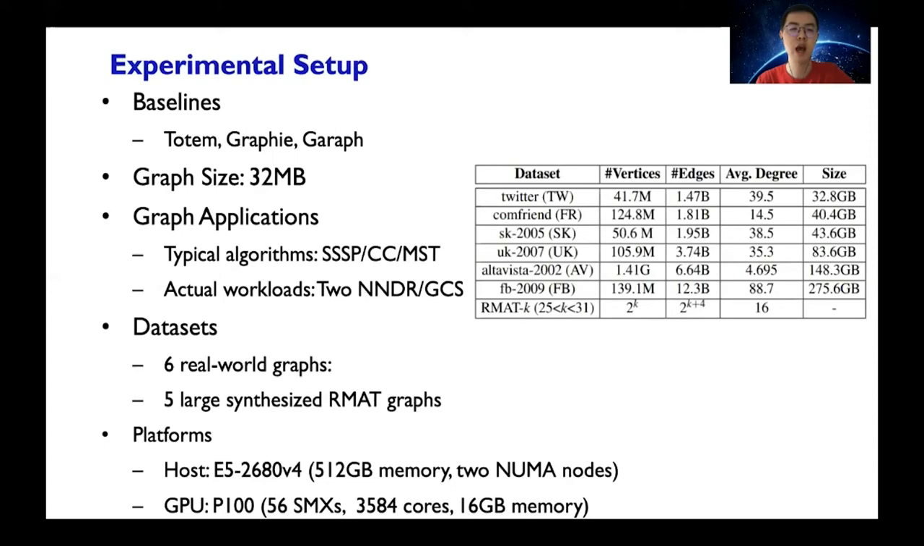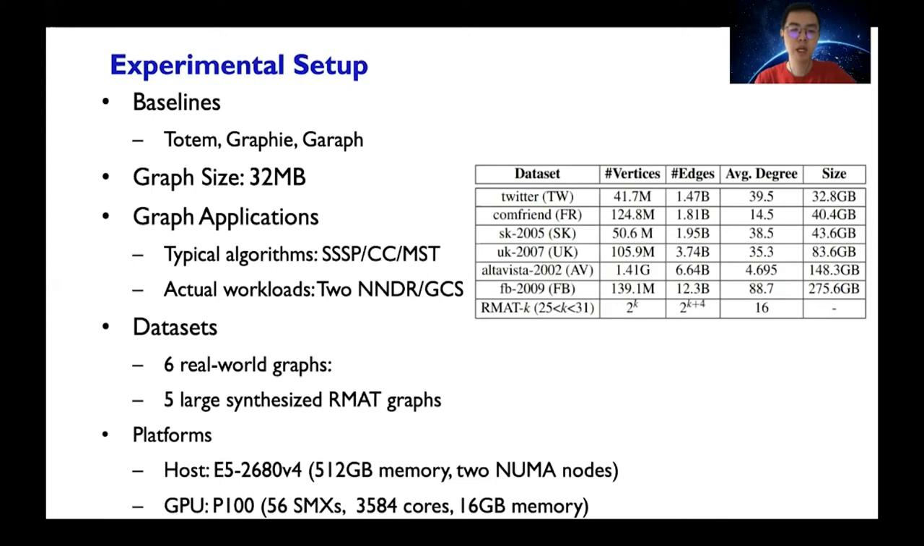The size of a subgraph is set to 32 megabytes for several reasons. First, the host-GPU bandwidth tends to be underutilized with small size. Second, subgraphs will be streamed to the GPU more frequently with larger size, as they tend to contain active vertices for more iterations. Finally, the kernel launch overheads appear to be well handled with 32 megabytes.